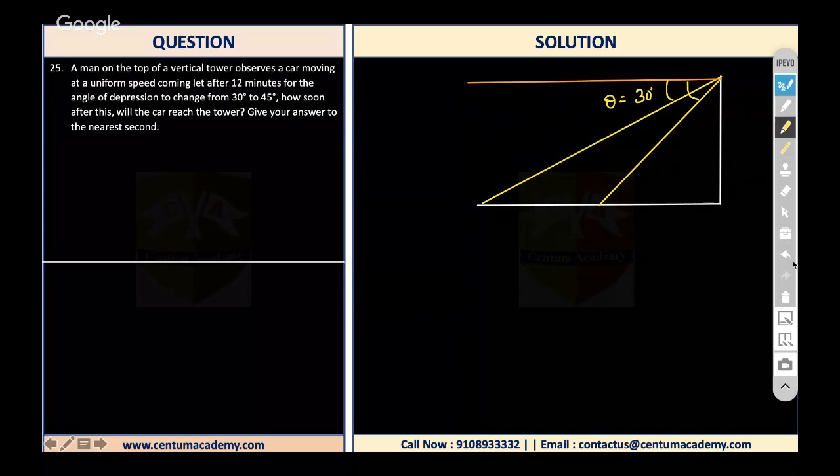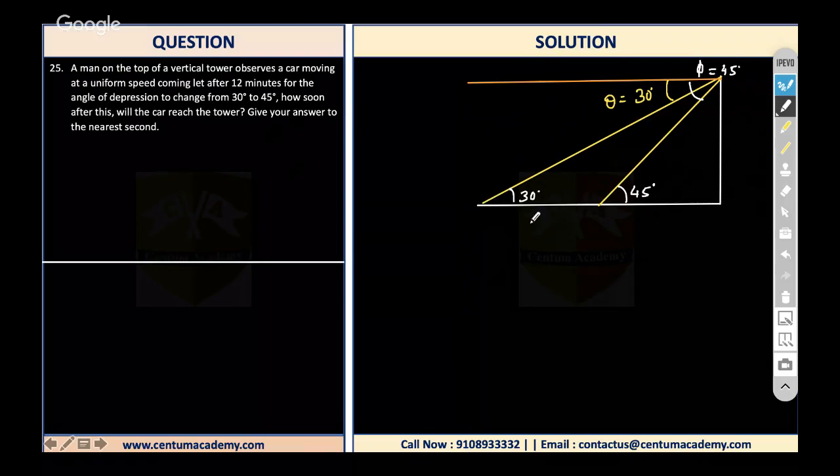So let us say this angle is phi. Let me change the color here so that it doesn't confuse you. So I'll write phi here. Okay. So phi is 45 degrees. Now they're saying it takes 12 minutes for the angle of depression to change. So if this is 30 degree, my dear friend, this is also 30 degree. And this is 45 degrees. 45 is more than 30, makes sense here.